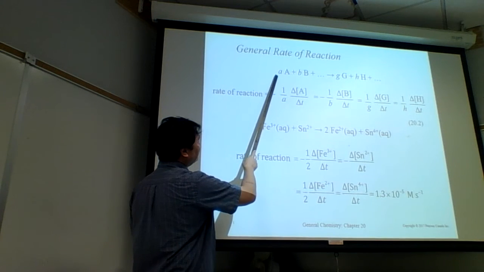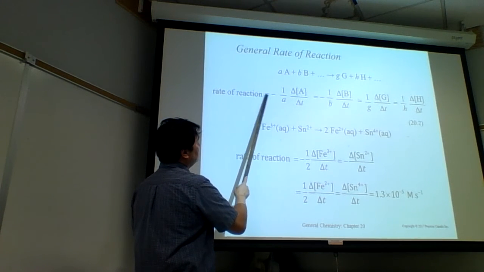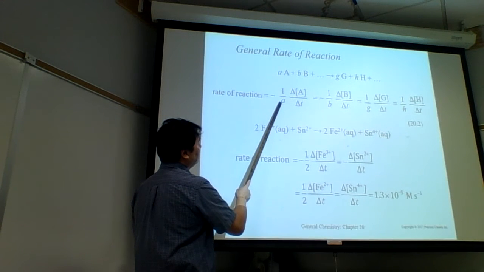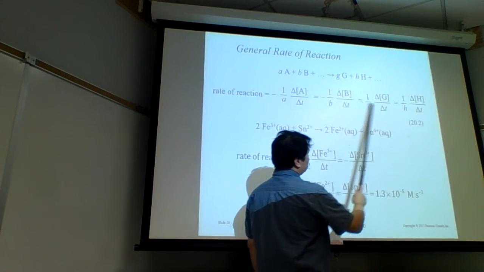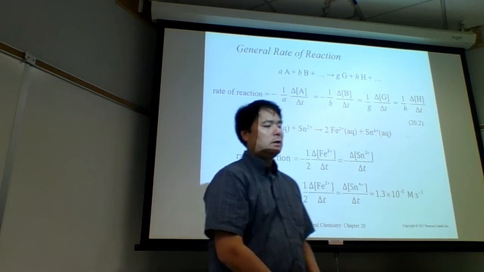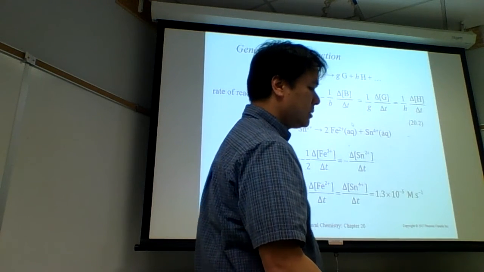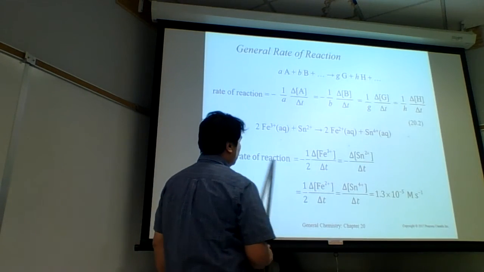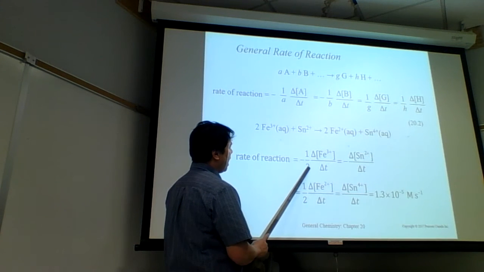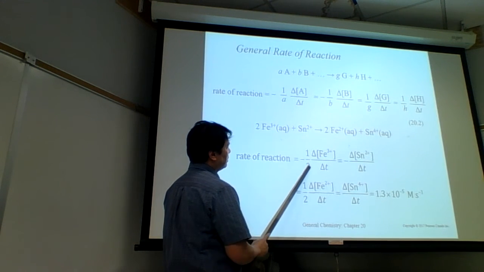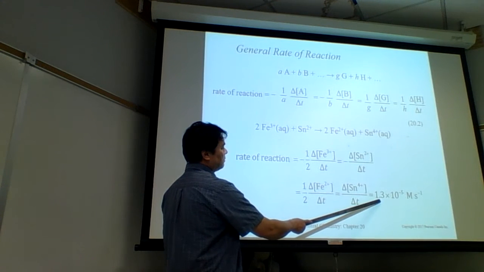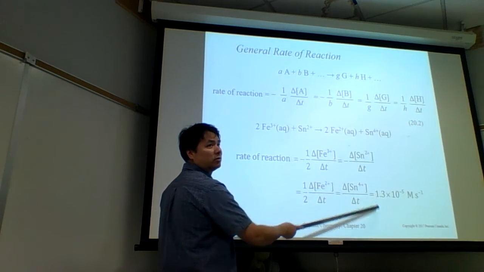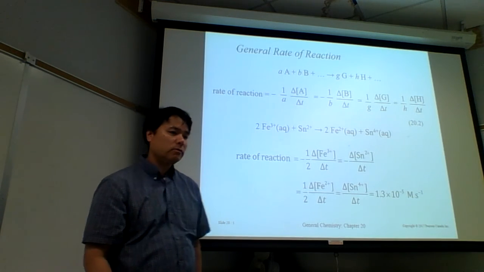And so per mole, let's say. What we'll do is we'll take 1 over A, 1 over B, 1 over G. So the rate of reaction is all the same throughout here. Going back to our iron and tin here, the rate of reaction for the iron would be 1/2, because there are 2 irons, so it's 1 over little a. And the tin. And so the rate of reaction is based on 1.3 times 10⁻⁵. That would be the generic rate of reaction for this.